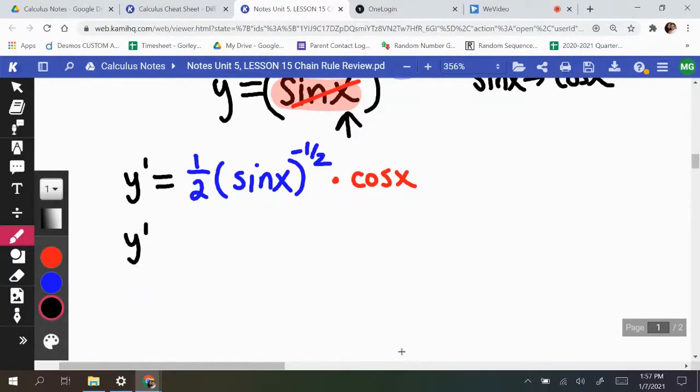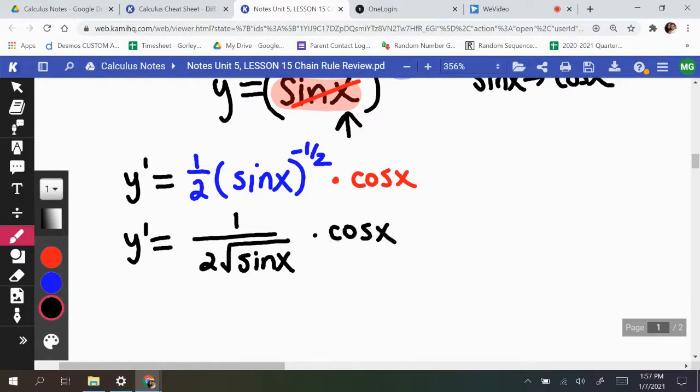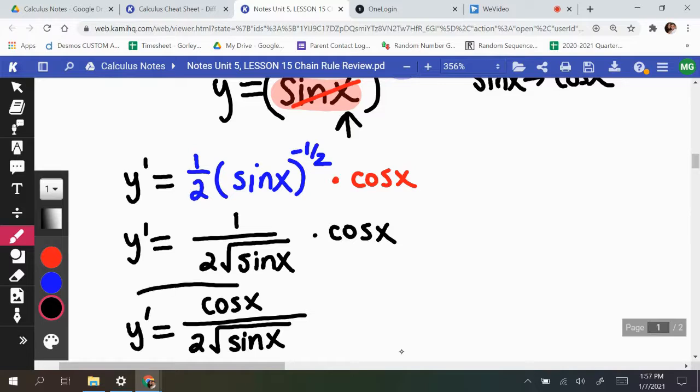Let's go ahead and clean up those negative exponents. We get 1/2 times the square root of sine x times cosine x. So now the cosine x goes up top. We have cosine x over 2 root sine x. All right, wonderful.